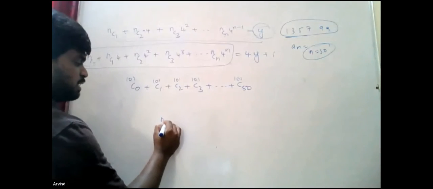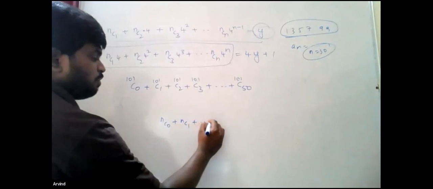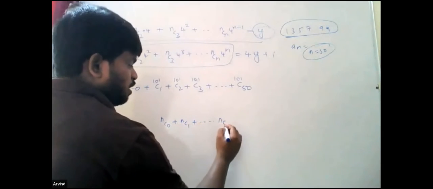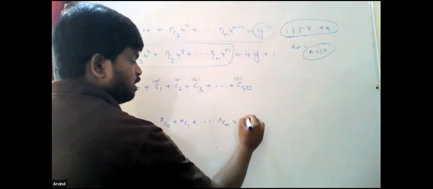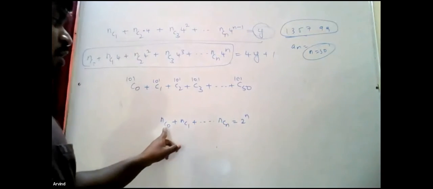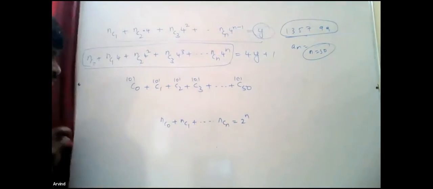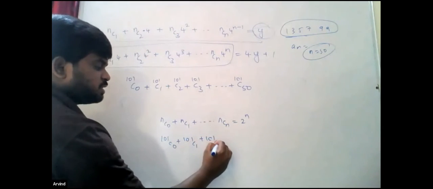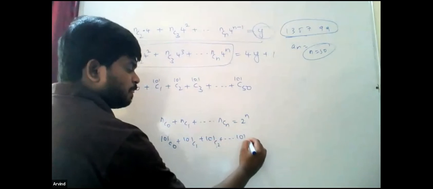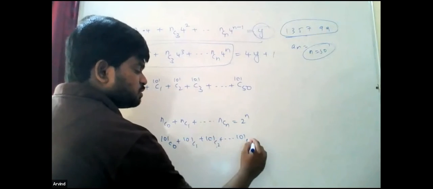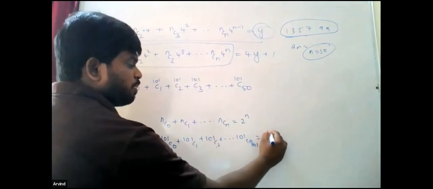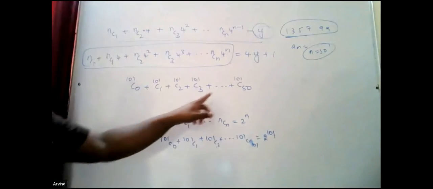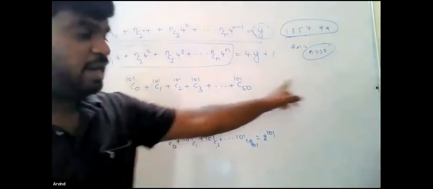Now we use the same formula: nC0 plus nC1 plus and so on up to nCn equals 2 to the power n. Now n is 101, so 101 C0 plus 101 C1 plus 101 C2 and so on up to 101 C101 would be 2 to the power 101. But here it goes only up to 101 C50, the remaining terms are not there. If they were there, I could have done it.